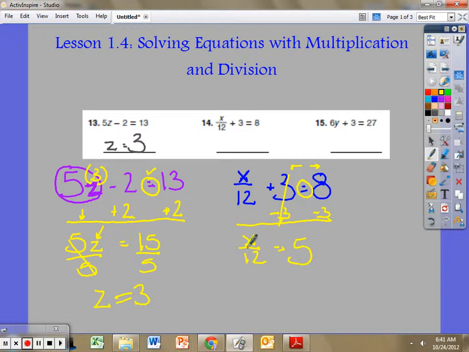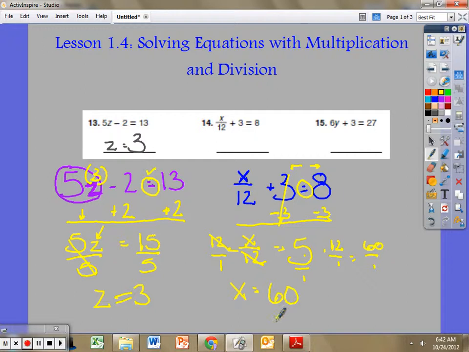Now this says x divided by 12. Well, instead of dividing by 12, I'm going to multiply by 12. But because this is in fraction form, I'm going to multiply by 12 over 1. These cancel each other out, so I'm just left with x over here. Remember, whatever I do to one side, I must do to the other, so I'm going to multiply this by 12 over 1. And really, boys and girls, when you have 5, it's the same as 5 over 1. So when I multiply fractions, 5 times 12 is 60. 60 over 1, which actually equals 60.